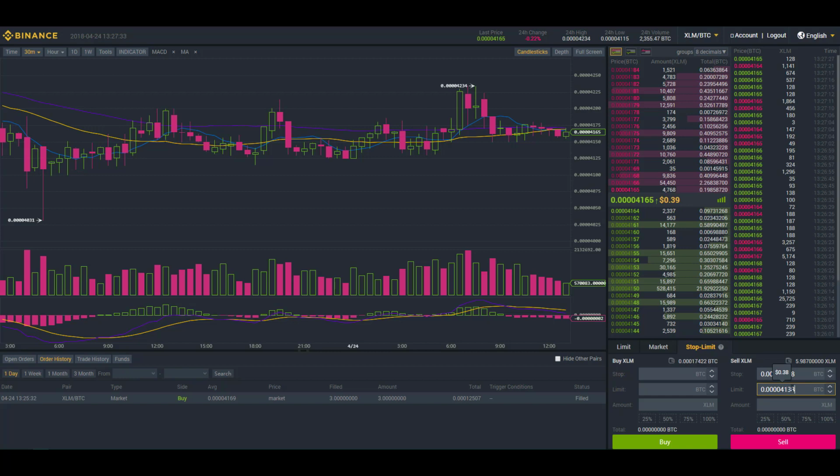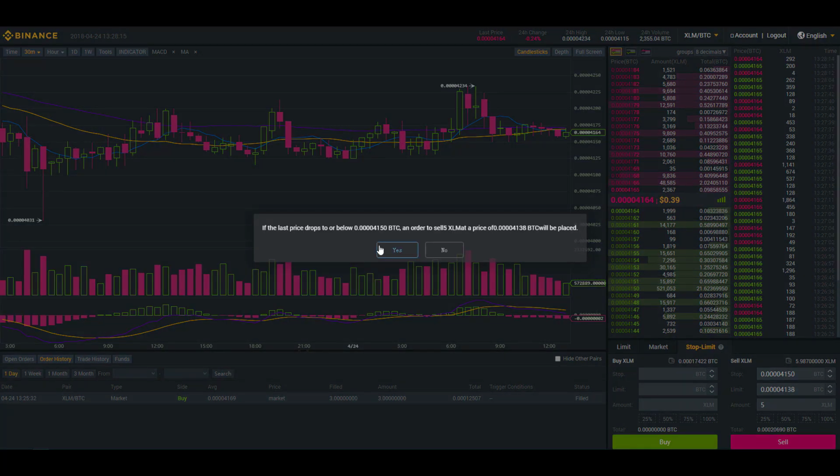So you can do the stop loss, use it as the limit, the price you want to sell at, and you can do the stop a bit higher. Let's say 5. Okay. And the amount. And that's it. This is how you place the stop limit.